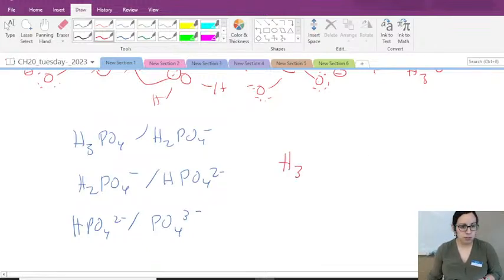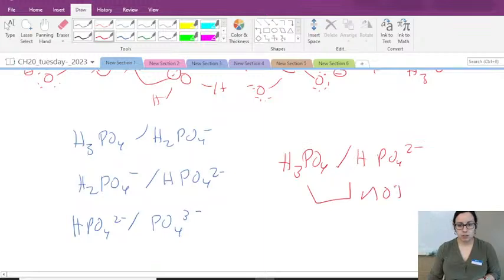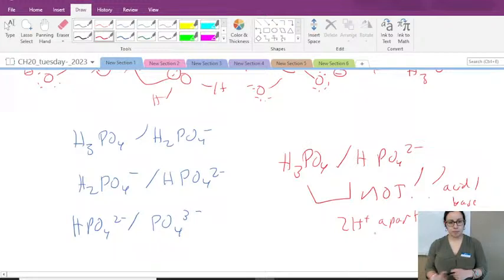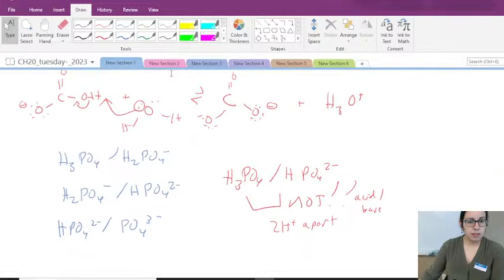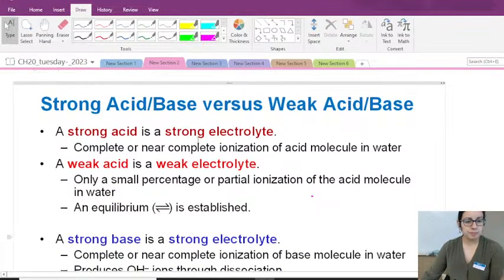And I'll just write one of those examples out. And again, the easiest explanation I can think of is they're more than 1 hydrogen apart. So now we have 3 versus 1. So 2 hydrogens apart, so not an acid-base pair. So that's kind of the key, because you'll see that a lot. All right, let's keep going.